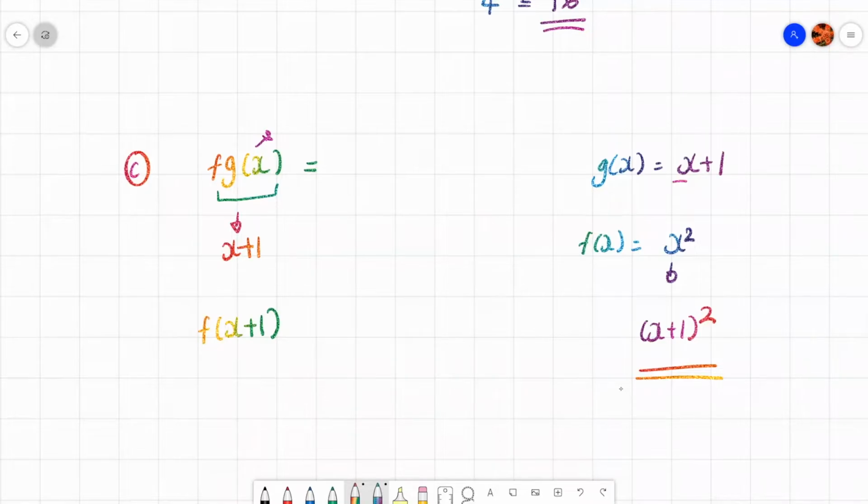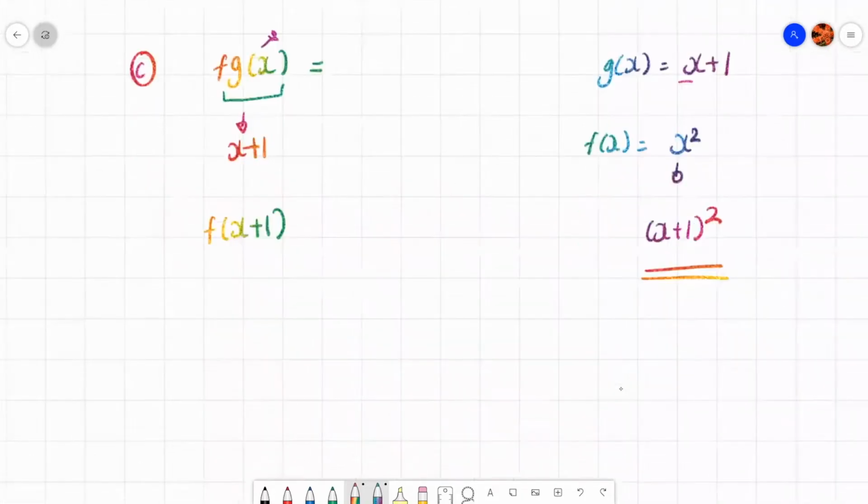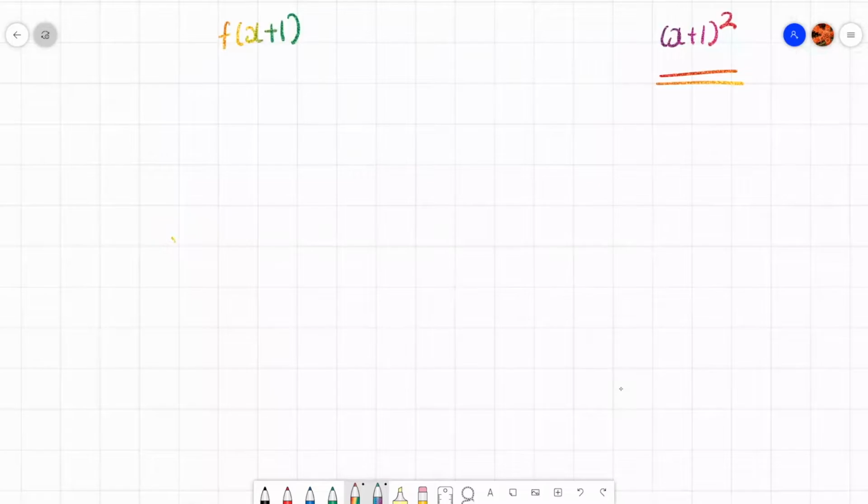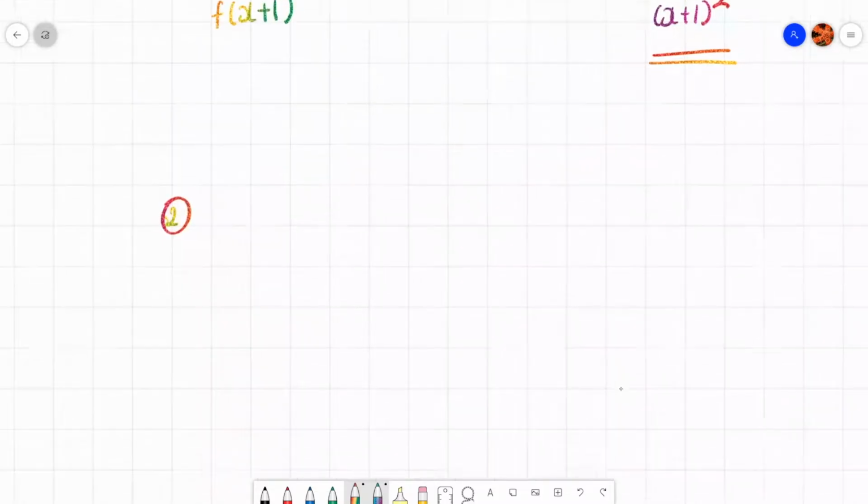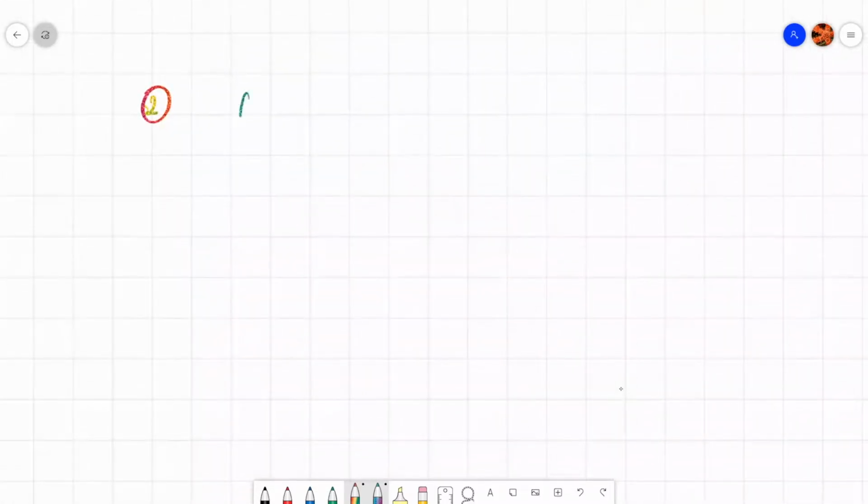Okay, so yes, it's slightly more complicated, and it does get very complicated. Let's have a look at a few more examples like this because these are very complicated. So number 2, let's change it a bit. Let's say f of x equals 4x minus 2. g of x equals x squared.